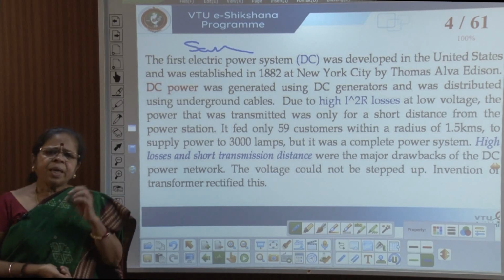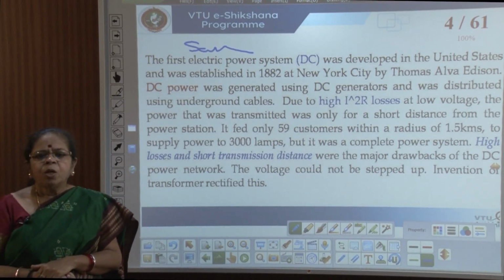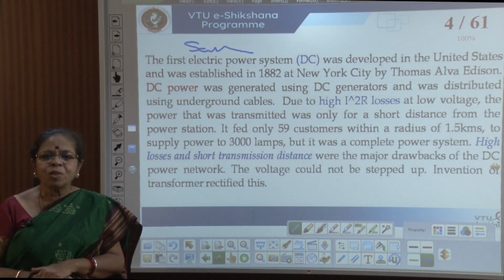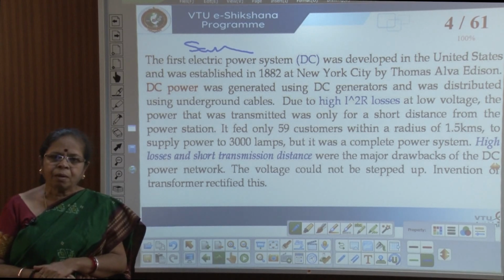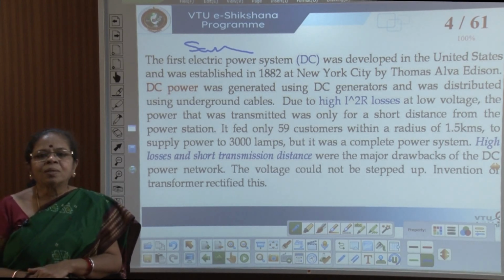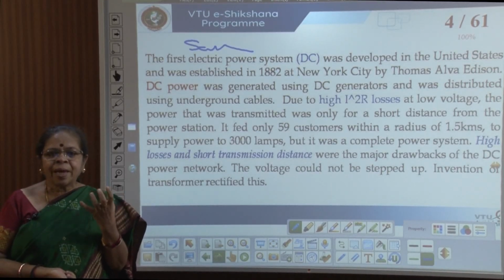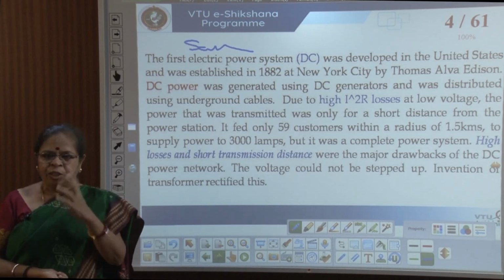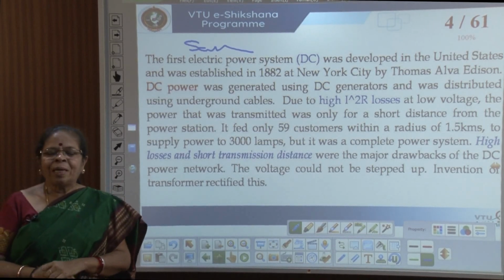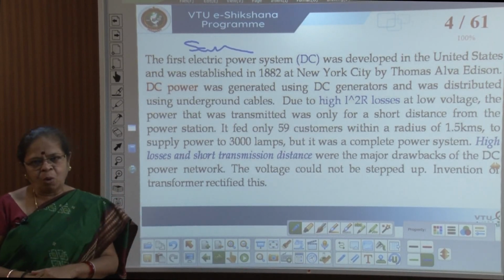Now let's see how it all started. The first electric power system was DC. DC means direct current. So this is a metaphor, or you can say, we say direct current voltage, right? It looks like a misnomer, but anyway that's how it has stuck.